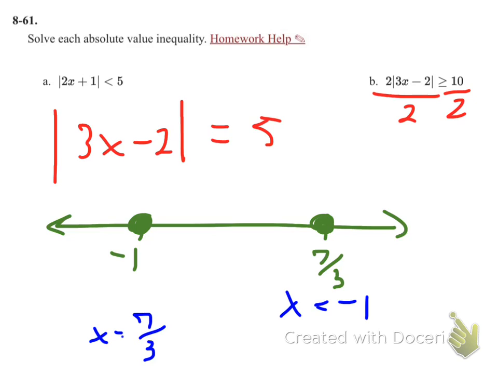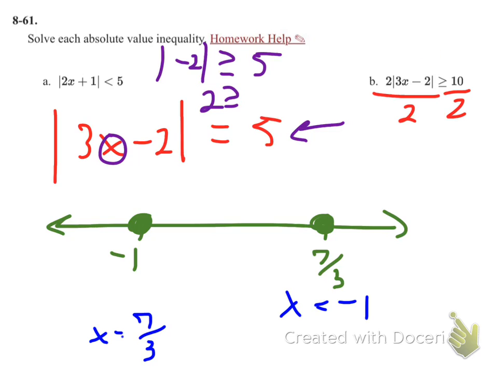I'm going to again test values. I'm going to test 0, which 0 would be in here. So when I put 0 in right here, I get 3 times 0 minus 2 is going to be negative 2. Absolute value of negative 2, is that greater than or equal to 5? I just used this equation here, or inequality, by the way, instead of going back to the original. That is going to be 2 is greater than or equal to 5. That is not true, so 0 does not work. So my answer should be out here and out here.